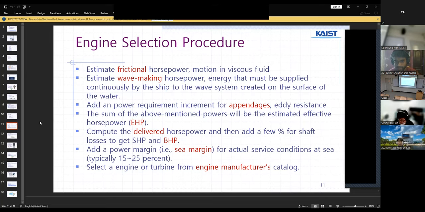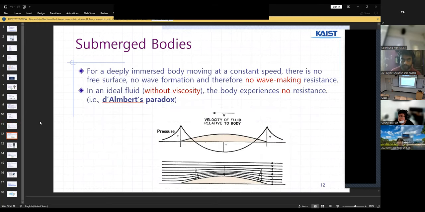Then they compute the delivered horsepower and then add a few percentage for shaft losses. This is just to get over all the losses, all the inefficiencies in the system. Then there is a power margin that is added. It's usually 15 to 25%. And this is the value that is finally used to select an engine from the engine manufacturer's catalog.